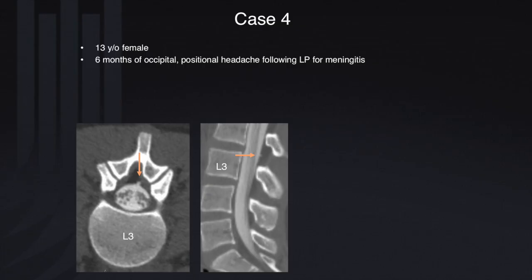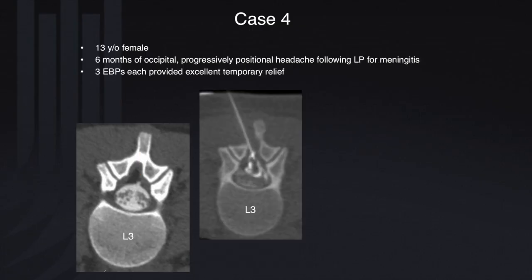So here we've done a myelogram, and right at that level where they did the LP, we can do our blood patch, which we've done here. And the interesting thing about this is that the blood patches each provided excellent temporary relief. And she would do well for a while, but then basically would get a recrudescence of all of her symptoms.